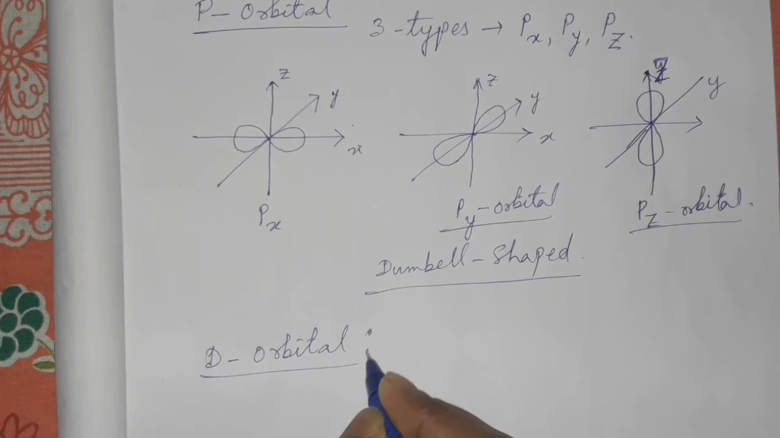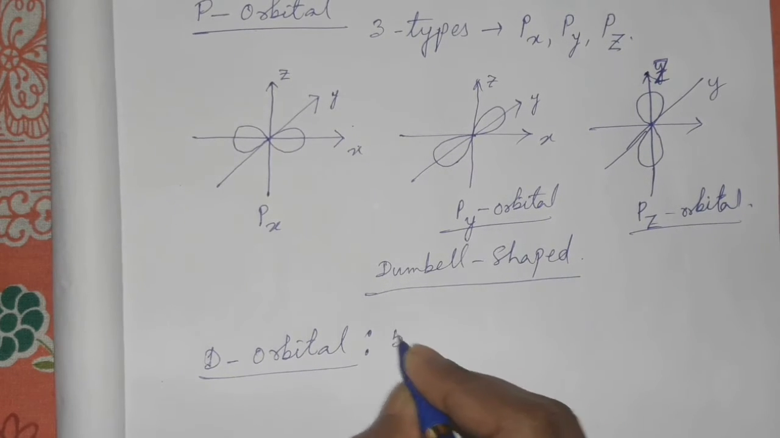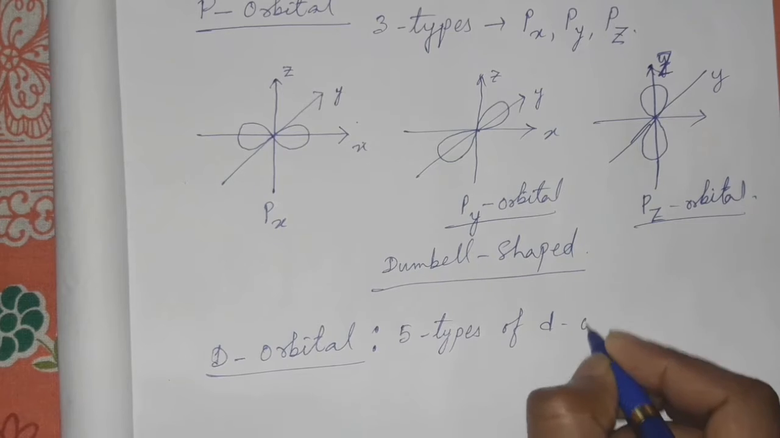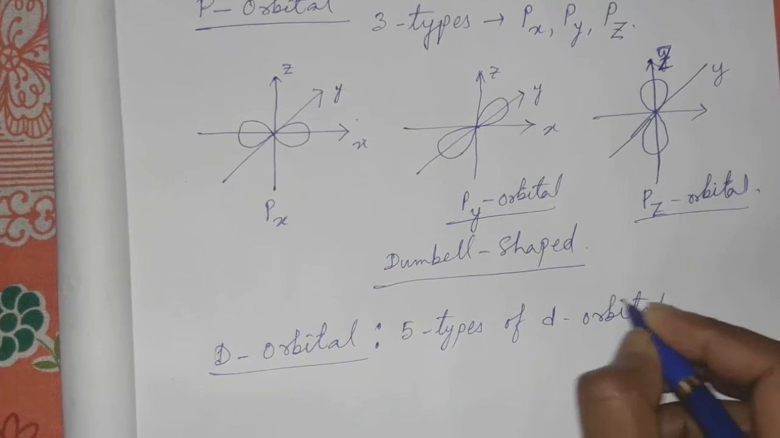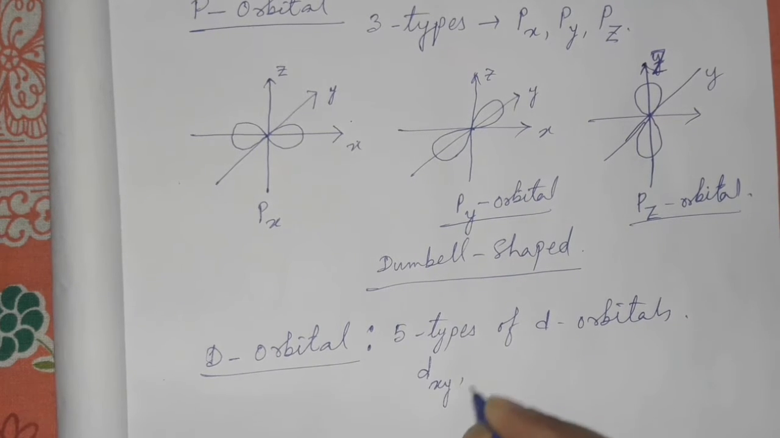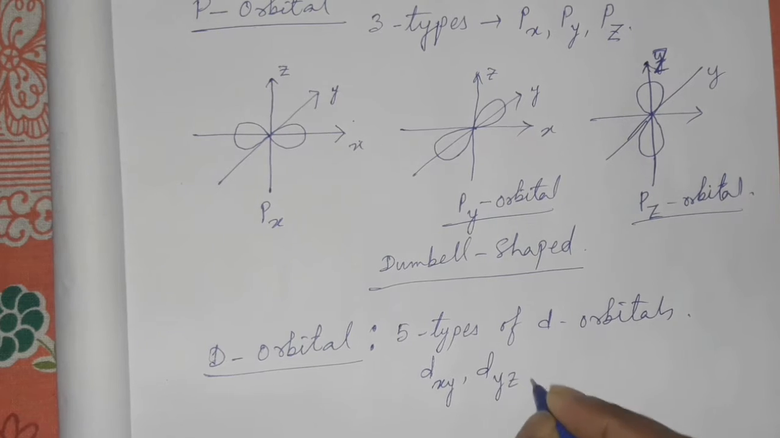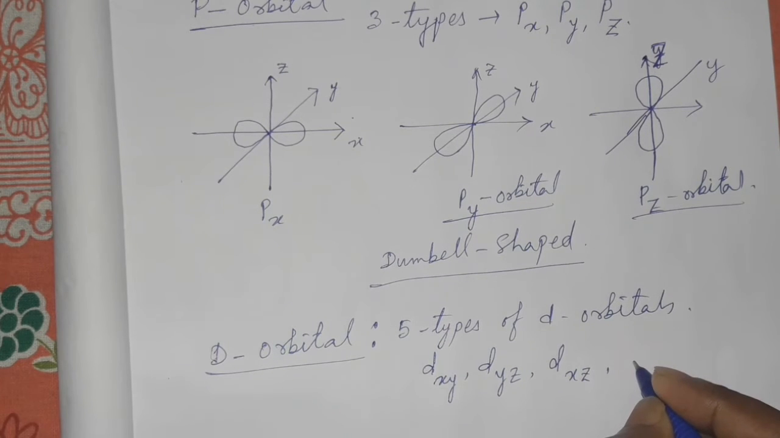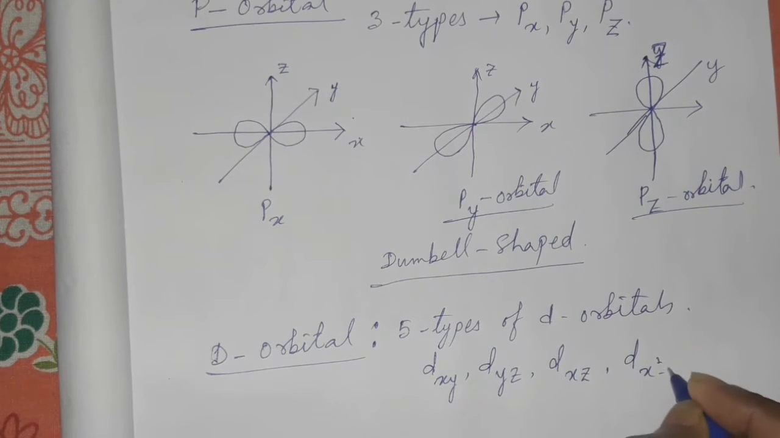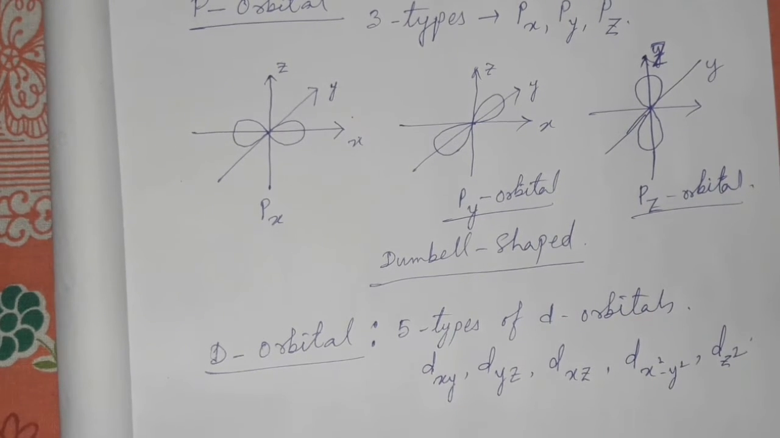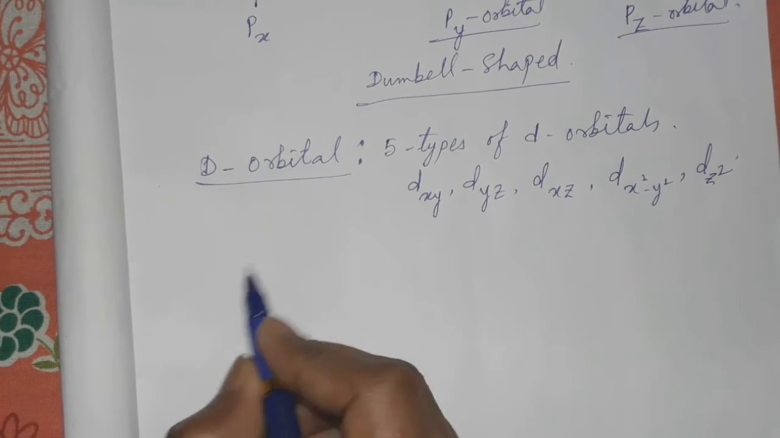For d orbitals, there are a total of 5 types of d orbitals. One is dxy, dyz, dxz, dx square minus y square, and dz square. Now we'll see the structures one by one.